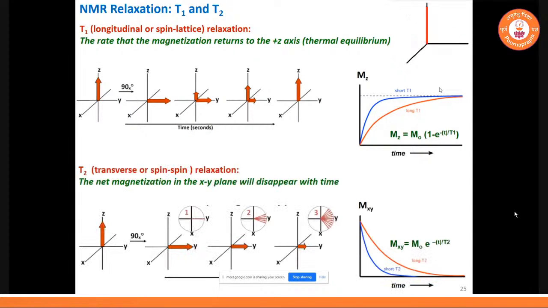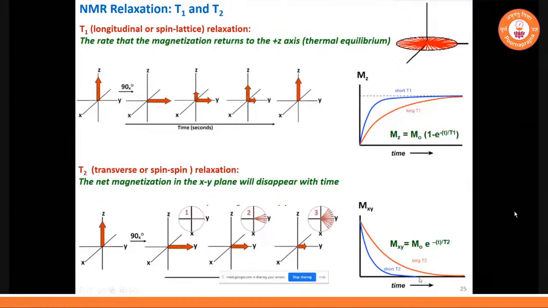And there is simultaneously one more process that happens, T2, that is known as transverse or spin-spin relaxation. Once you excite the nuclei, of course, it will come to the transverse plane. Now your signal will not stay forever. It will try to precess at different frequencies. So T2 says how long your signal will survive. That is the exponential decay pattern.